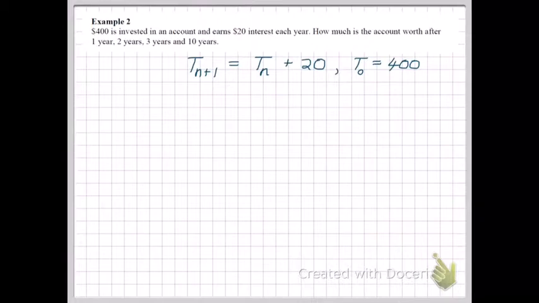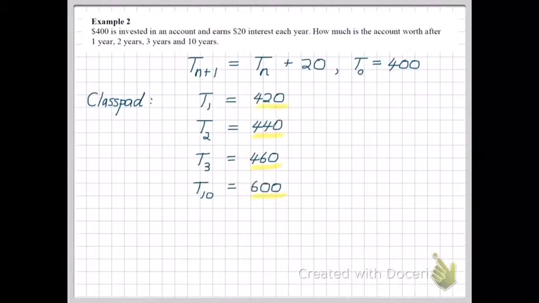The trick with this one is to know that T0 equals 400. It's not T1 that equals 400. T1 corresponds to the amount after 1 year, which would be $420. So if you're using ClassPad, make sure you choose the AN plus 1 and A0 option and enter A0 as 400. You can calculate this using your ClassPad and you will get these values.